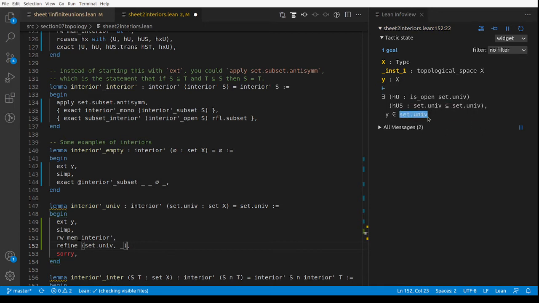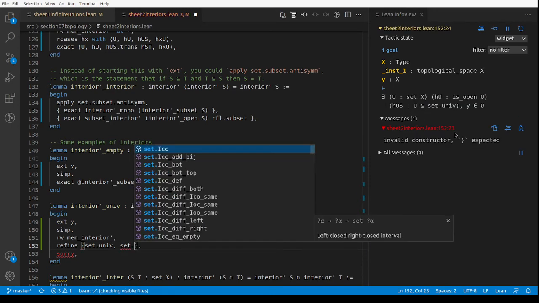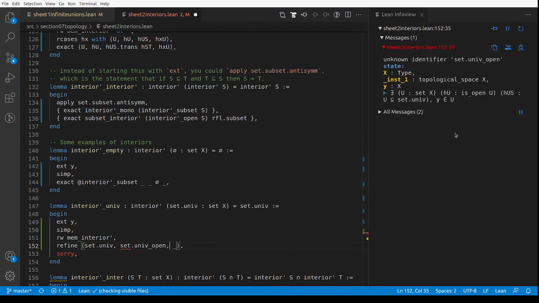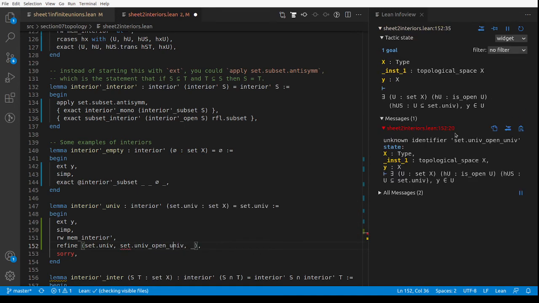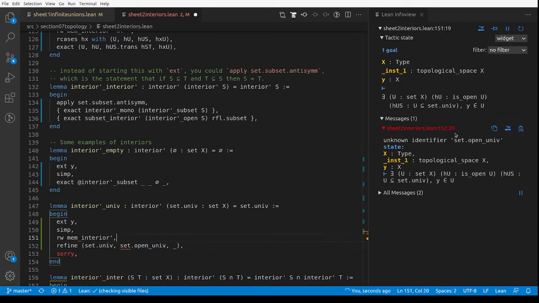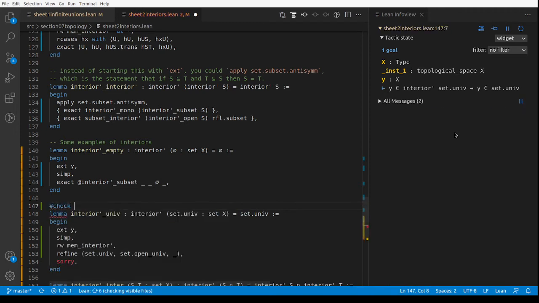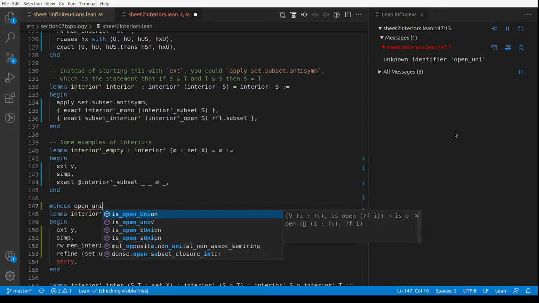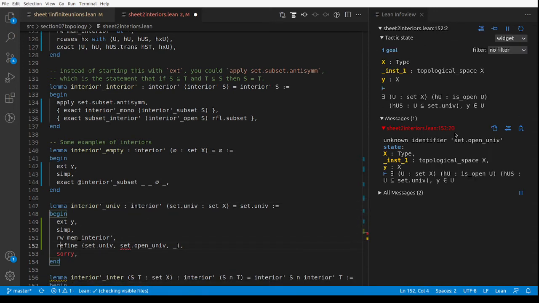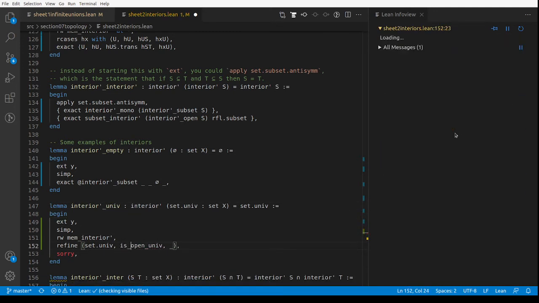So I need a proof that it's... Oh, I need to know the proof. That's going to be called set dot univ open or something. Comma underscore. Oh, it's not open univ. It's going to be called one or the other. What? Why is univ open? What's going on here? Check open univ. Ah, is open univ. Hard luck. There we go.